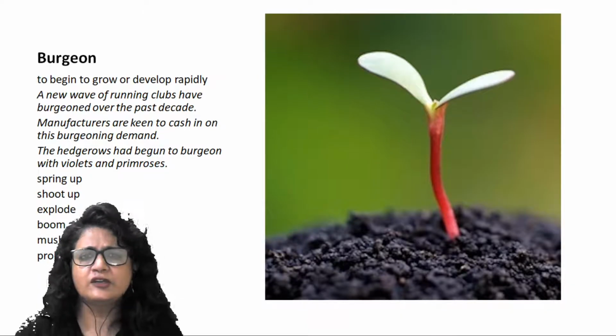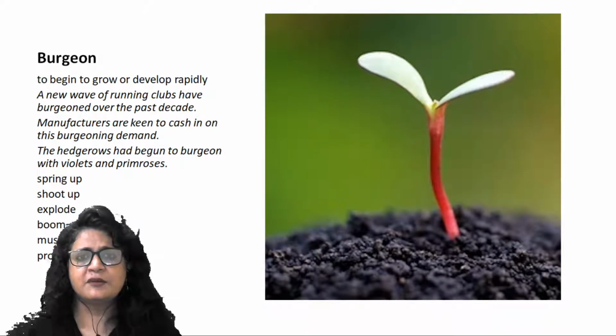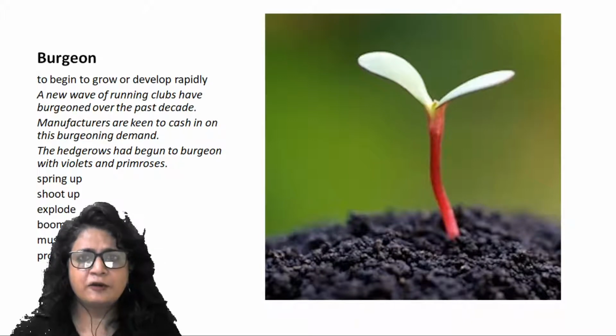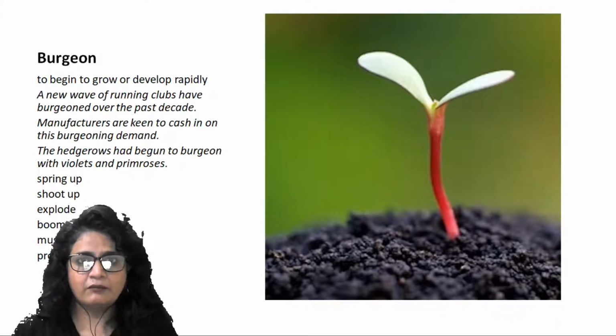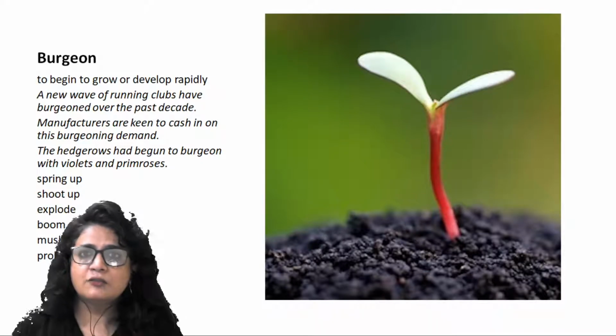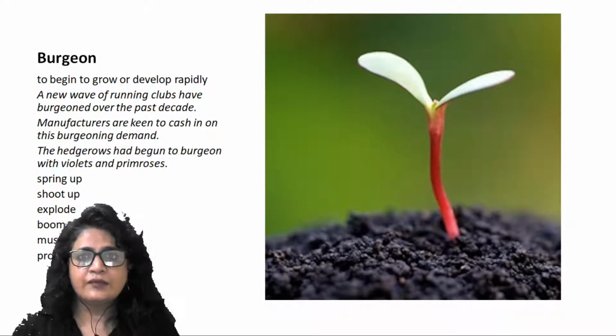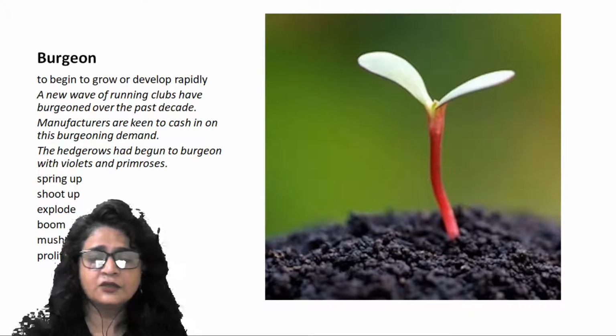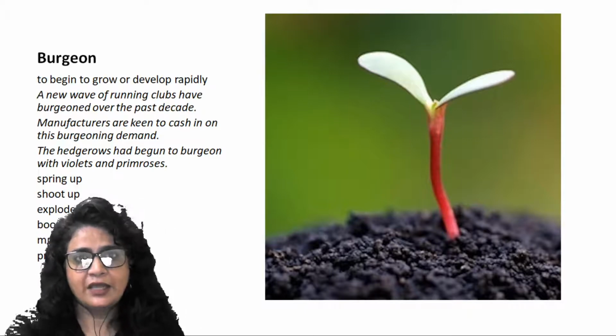Mushroom, proliferate, right? So proliferate is to spread something far and wide. So proliferation of something, right? So mushroom is also something which grows rapidly, right? Institutes are mushrooming, coaching institutes are mushrooming in the city. So mushrooming is something which grows unchecked. So burgeon is for development and growth.